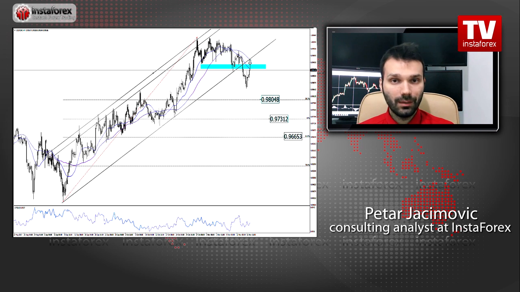Now, for downward targets, my advice is to watch for a first target around 0.9805. So this is a first downward target, and it's also Fibonacci retracement 38.2. The second target is 0.9730, which is Fibonacci retracement 50%. And the third target is set at the price of 0.9665, which is basically Fibonacci retracement 61.8%. Again, due to the broken upward channel on the 4-hour time frame and the series of lower lows and lower highs, my advice is to watch for selling opportunities on the USD versus Swiss franc.